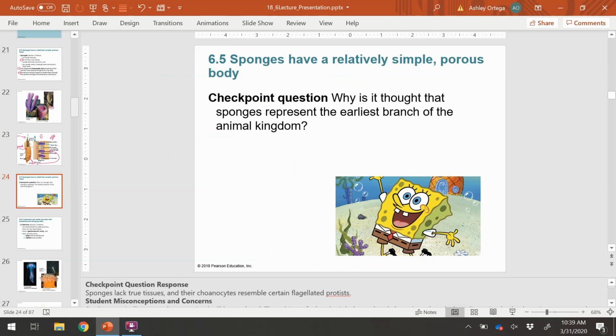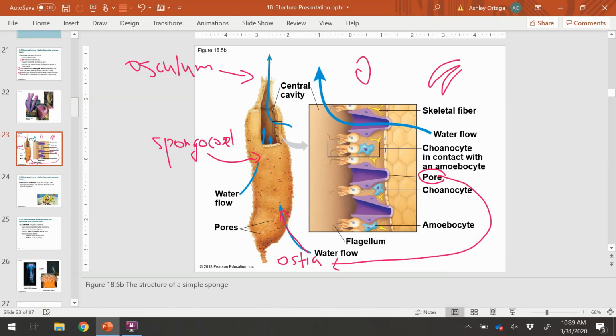All right, so why is it thought that sponges represent the earliest branch of the animal kingdom? Well, it's due to the fact that they lack true tissues, right? All the other animals we'll see have true tissues. Their choanocytes resemble something we've seen before in the protist group. The protist group had a unique structure in one of the amoeba-like protist groups that closely resembled that choanocyte that you see here.